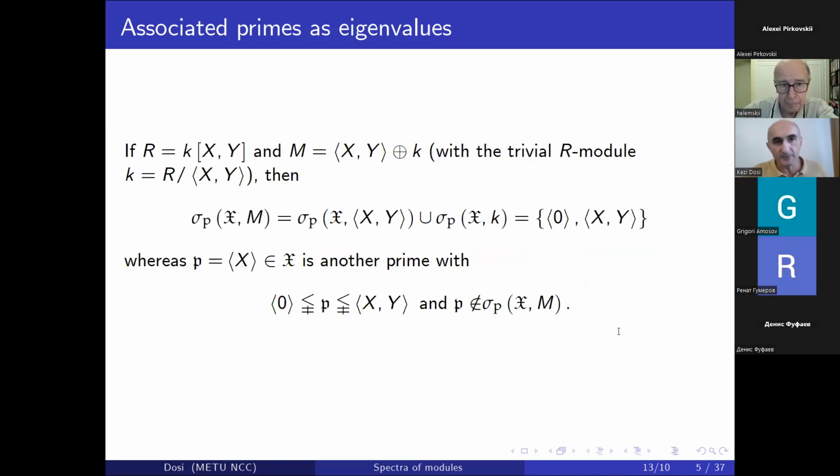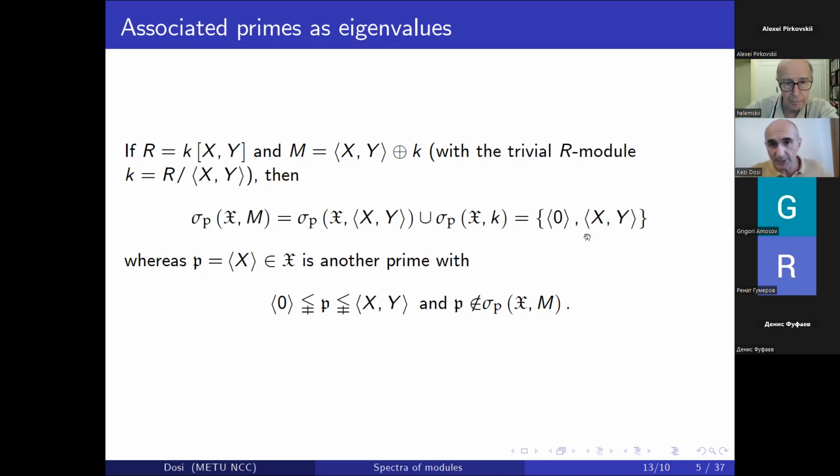Okay, another example: we can take this polynomial algebra over a field K. Get this maximal ideal (X, Y), and K means the trivial module, or what is the maximal ideal. Again, we have a decomposition. We can calculate the point spectrum as a union of two pieces, right? Two parts. This one again has no zero divisor, so we have just 0. And the other one is just the single maximal ideal (X, Y).